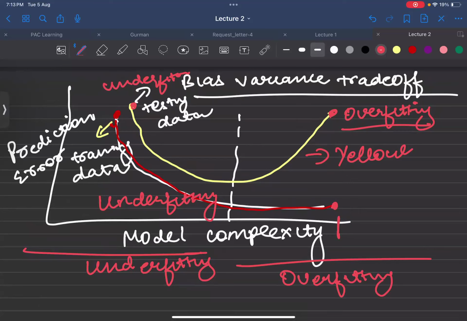I did not get it because I was disconnected in between, so I missed what you were telling. What is the y-axis, ma'am? Prediction error.